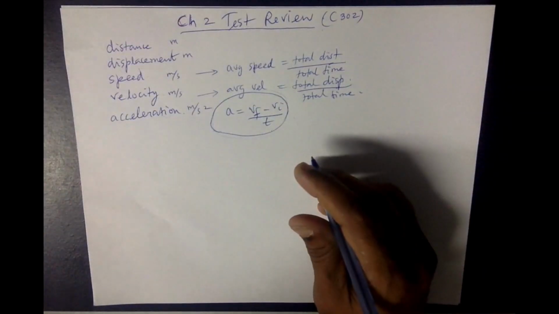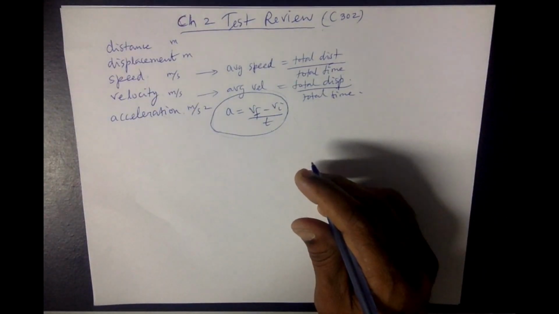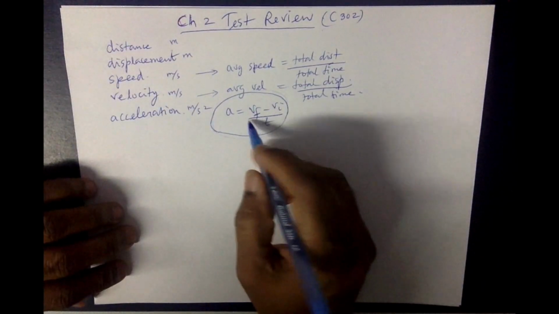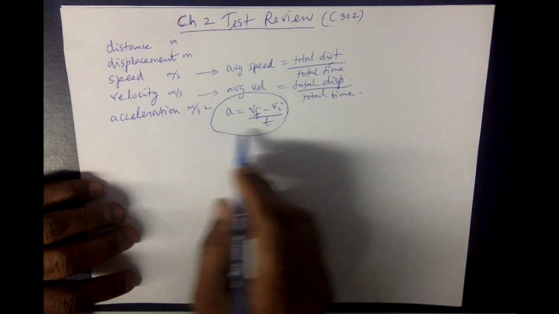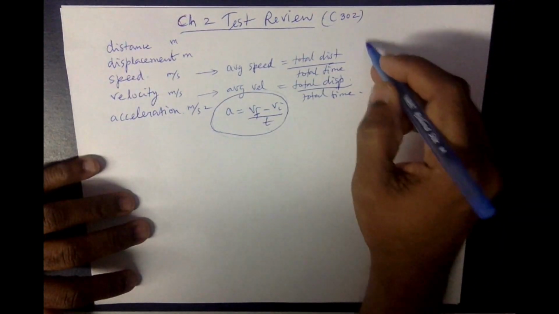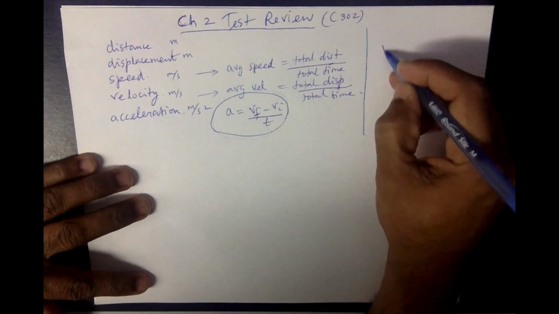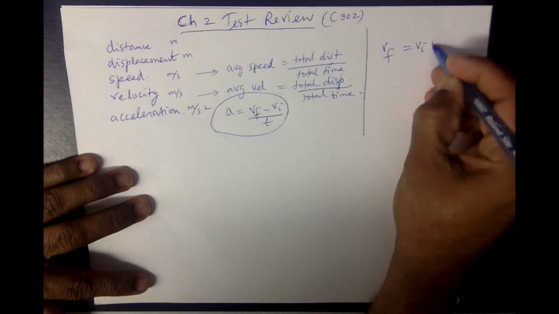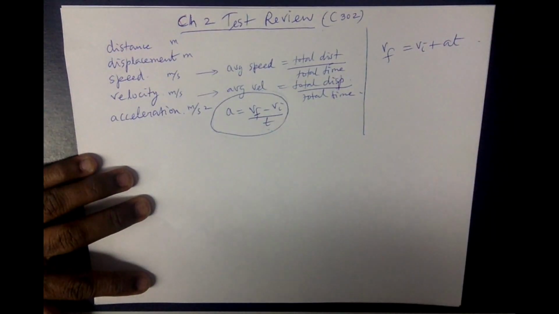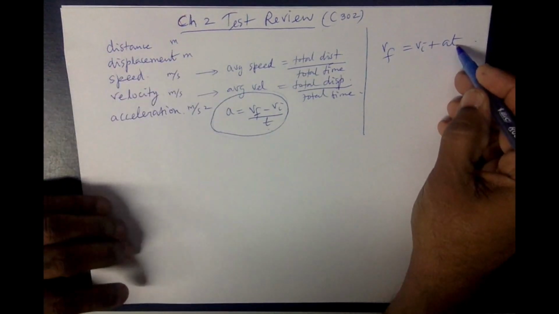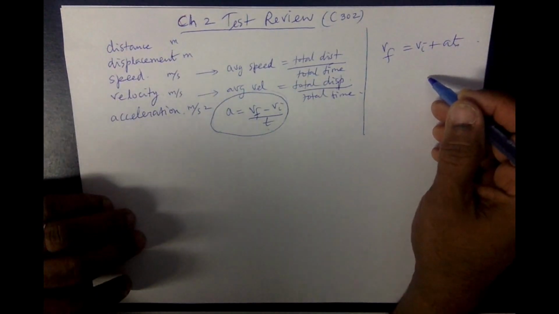All right, acceleration is Vf minus Vi over time, and it is from here that your first equation of motion pops up. The first equation of motion is Vf is equal to Vi plus At, and you must know. Those equations will be provided to you.